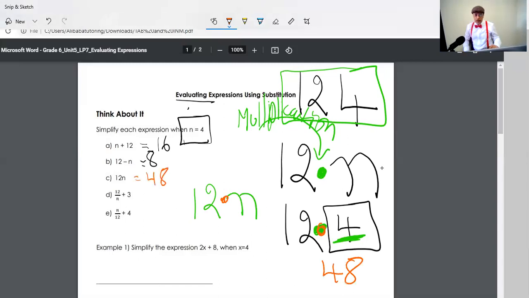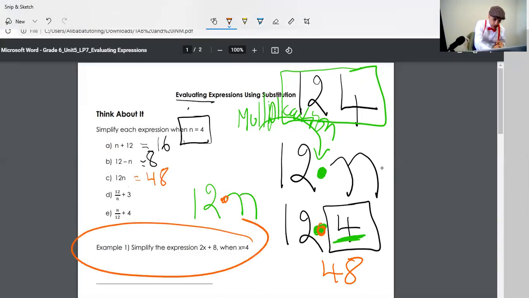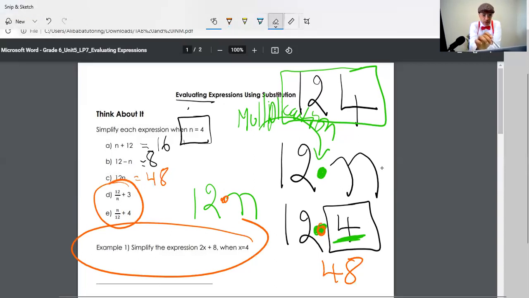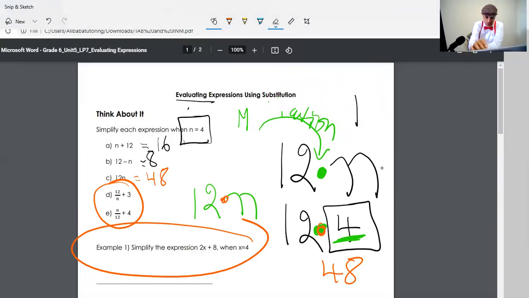Beautiful. All right, I see you guys are doing awesome. So I'm gonna pause and I want you guys to do D, E, and this example here. So do this and practice, and then we do it together, okay? So go ahead. Do it, just do it.